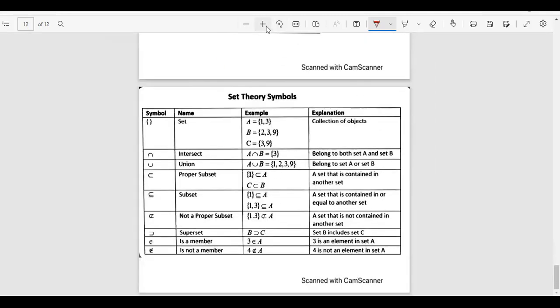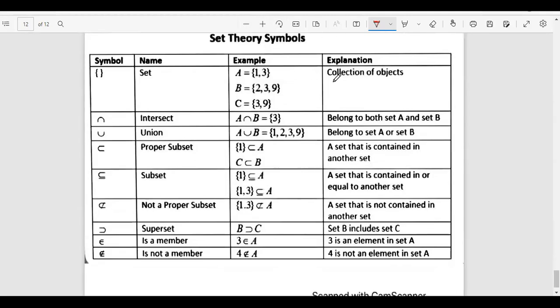Let's talk about one last thing for now. So we know that sets are defined using these curly brackets. For example, A is a set, B is a set, C is a set. It would be a collection of objects, and we need to make sure that we have distinct objects. We cannot have repeated objects.